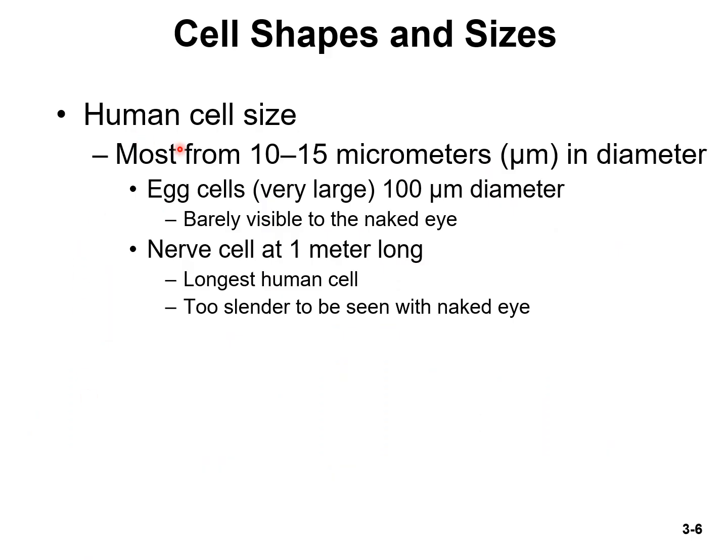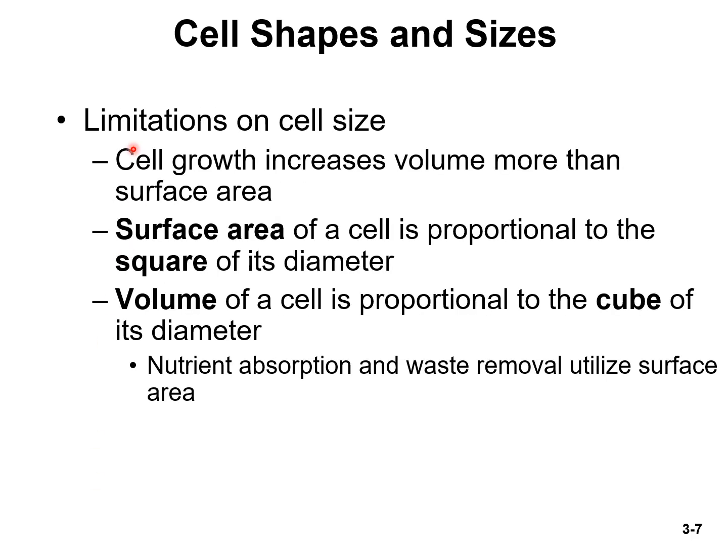The human cell mostly is going to be between 10 and 15 microns. The egg cell is very large. A nerve cell, even though it's very long, is so thin you can't see it with the naked eye. You have a lot of limitations on cell size. As a cell grows, its volume increases more than its surface area. The surface area is what a cell needs to get nutrients into the cell and to get waste out of the cell.